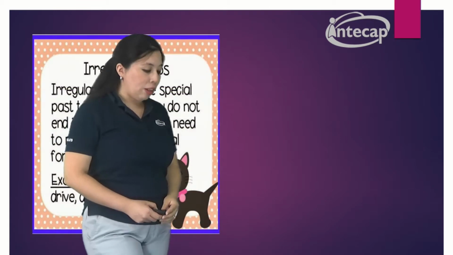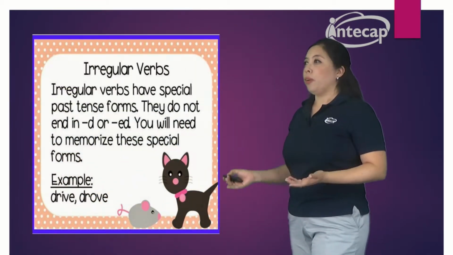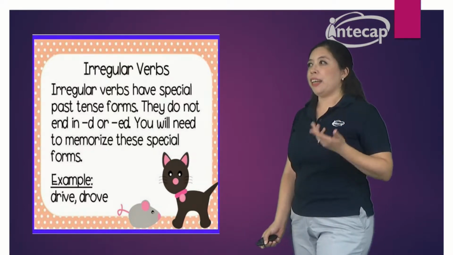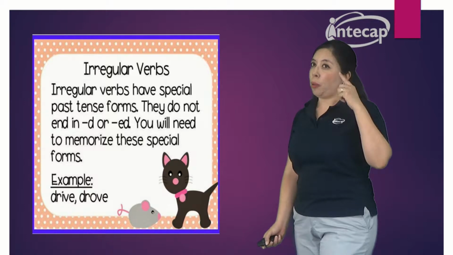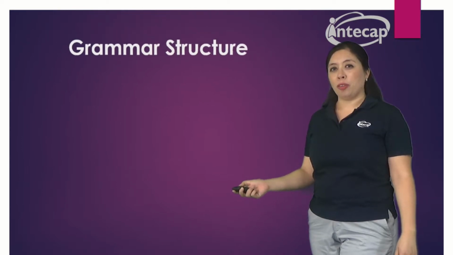In English, we have another kind of verbs. We have irregular verbs. The irregular verbs have a special past tense. It's not like an ed, or ing. You need to memorize it. For example, drive, drove. Now it's time to see the grammar structure.